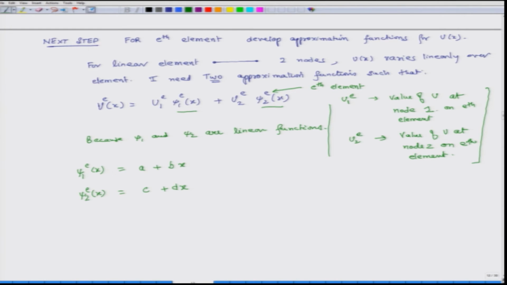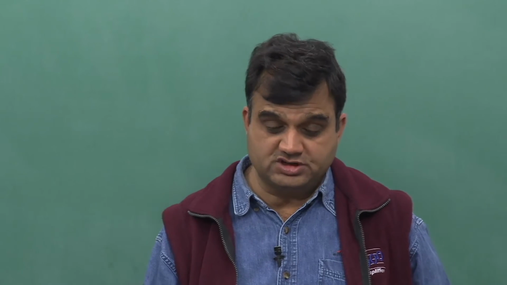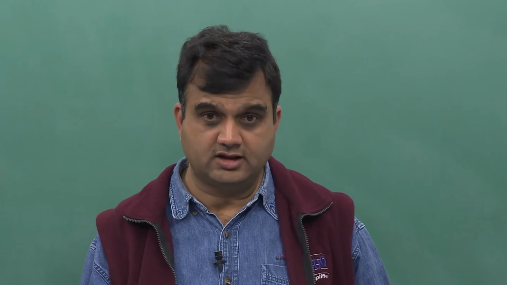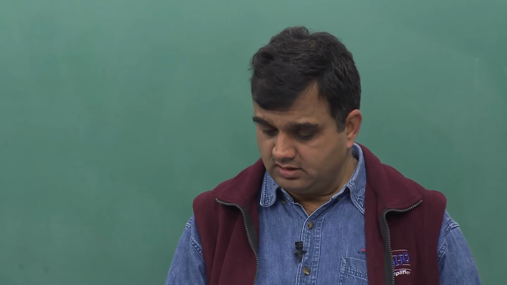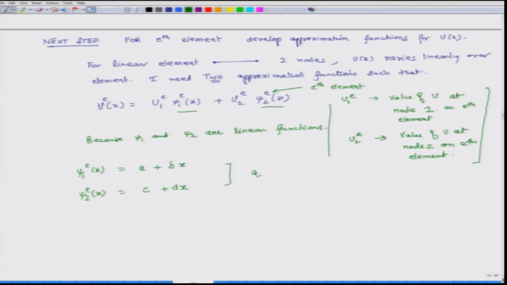So, what is it that we are doing right now? We are trying to figure out what kind of approximation functions we should have for the eth element, and we do not know the values. So, here A, B, C, D are unknown. So, our aim is to figure out the values of A, B, C, D.